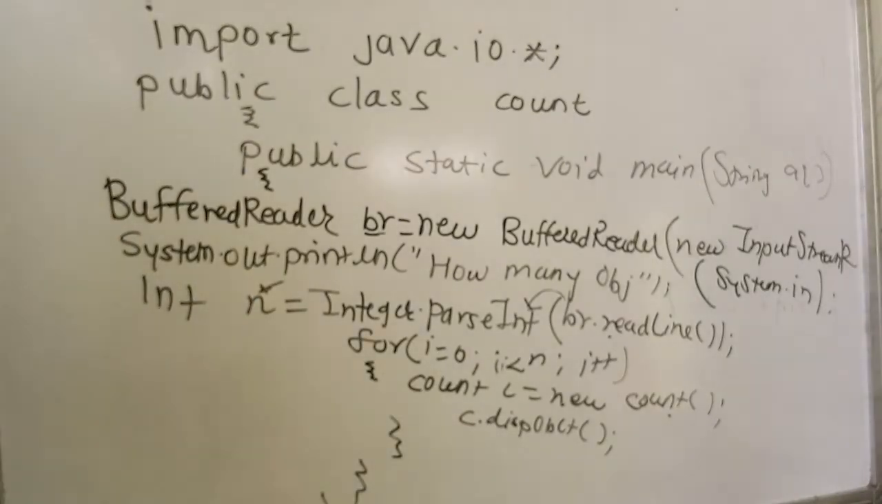This is all about how to access the variables of the class, how to make a counter of the objects, and what the scope of the variables in a class in Java is. Thank you so much.